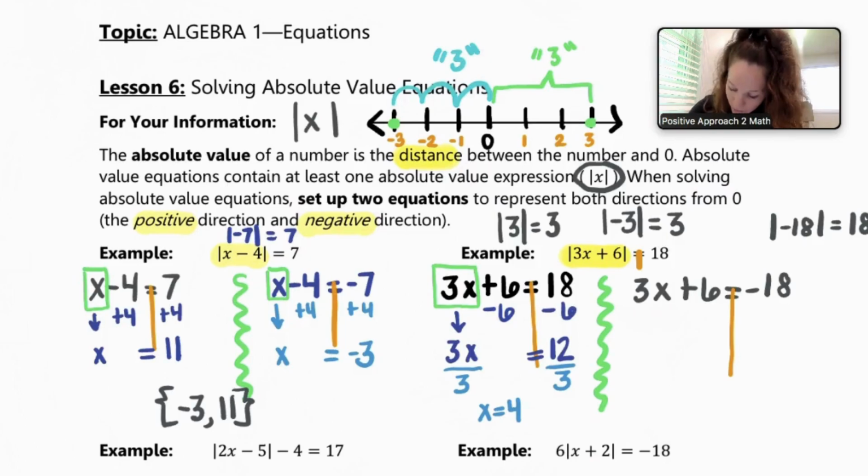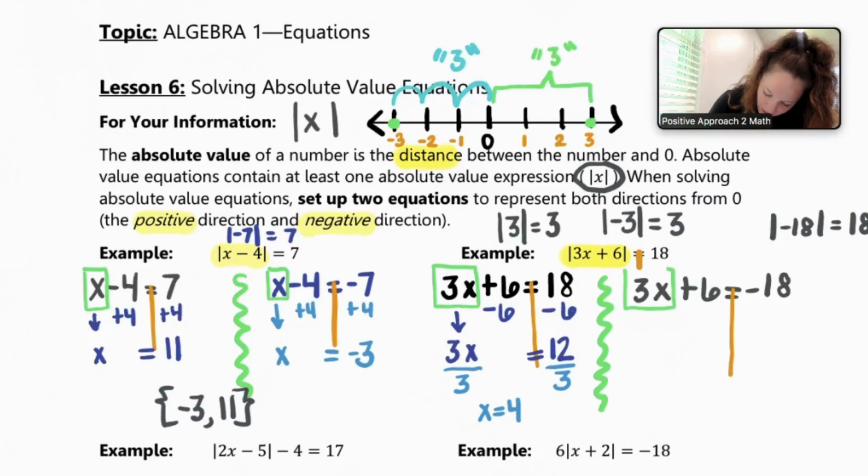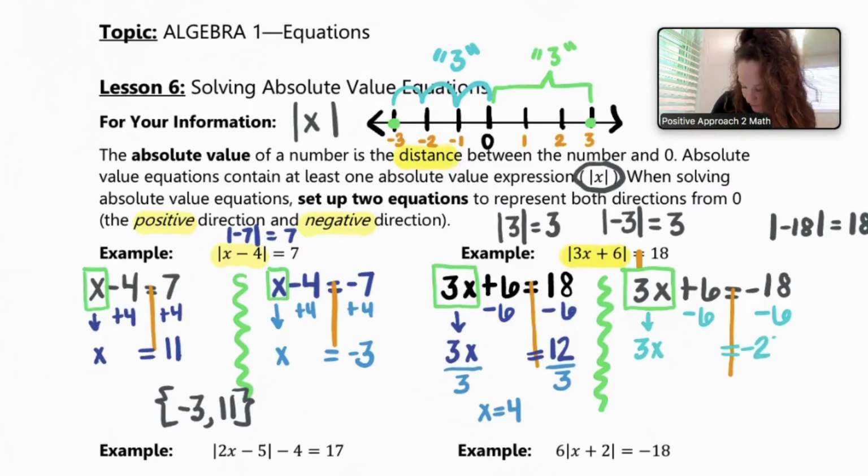So now I have to do that process all over again for this equation. So I'm going to put the 3x in the box. I'm going to go and subtract 6. Bring my 3x down. That's going to give me negative 24. And then we're going to go ahead and divide by 3. That's going to give me x equals negative 8.